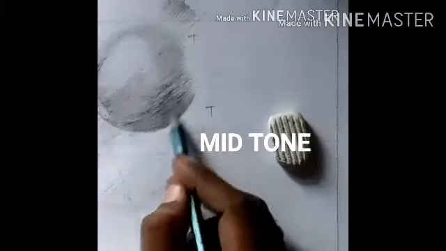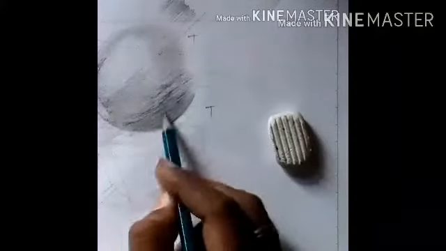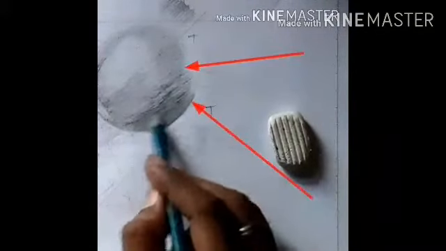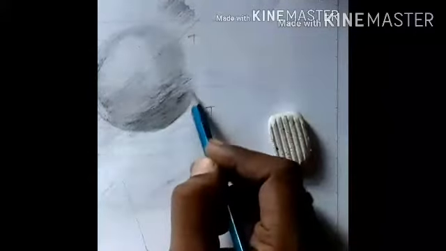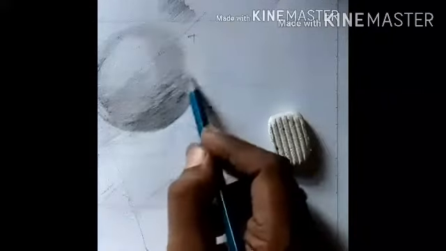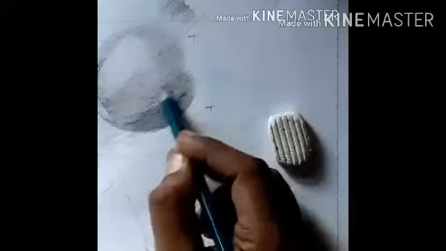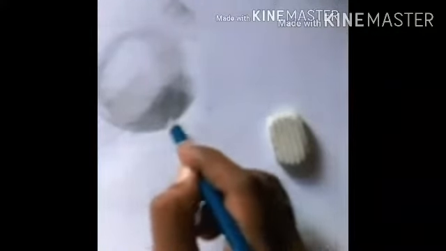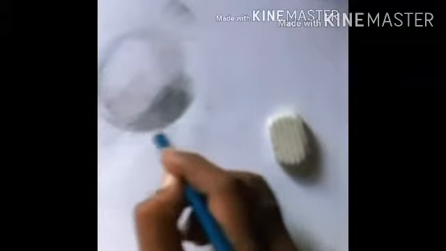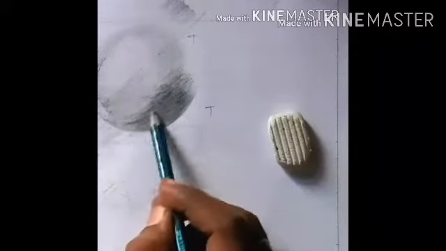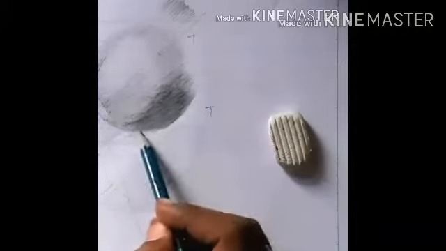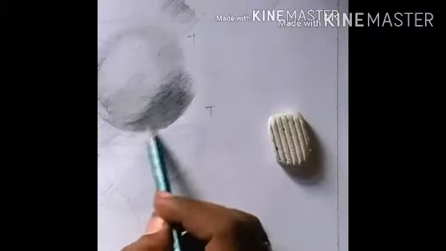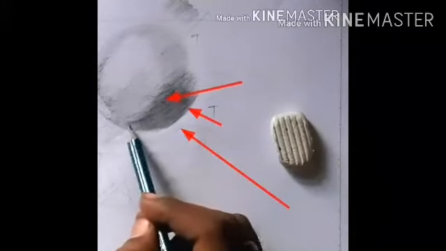Mid-tones. Mid-tones are the darkest value tone of the shadow. These areas are not facing the light directly. It is going darker and darker as they approach the shadow side. Before you blend or smudge, make sure that your shading is equally distributed and there are not too many black dots.